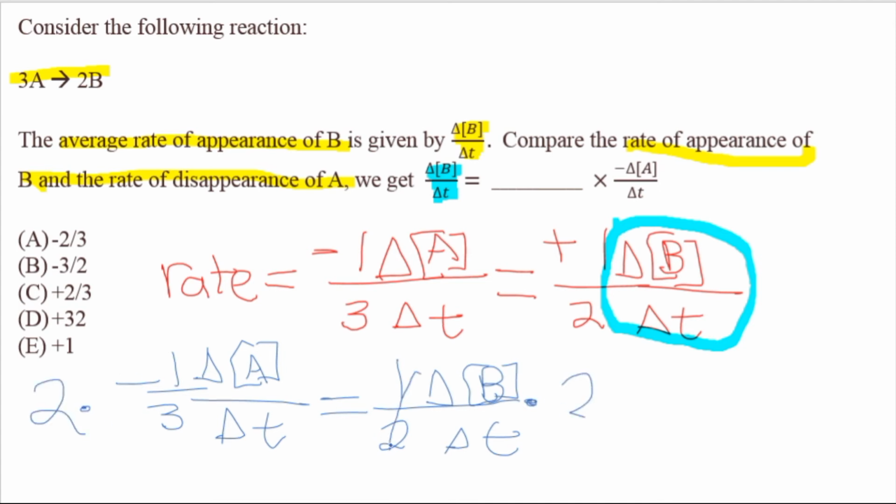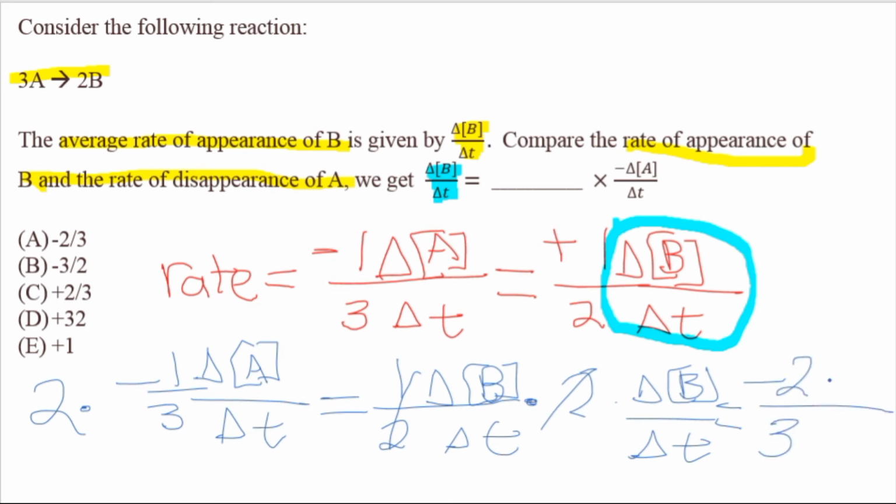So the 2 cancels out. And so then we're left with the change of B over the change in time is equal to -2/3 the change in concentration of A over the change in time. So our answer for this one would be A.